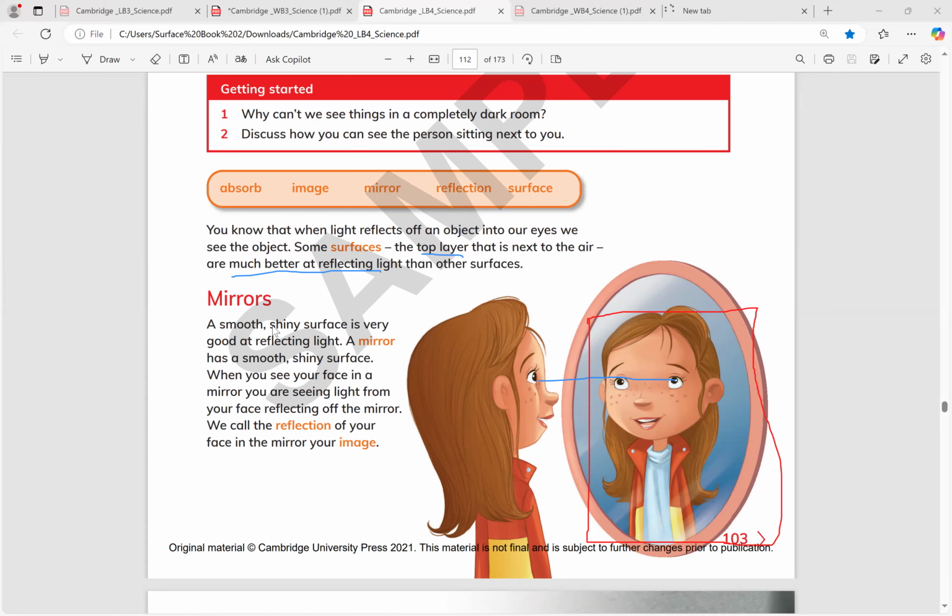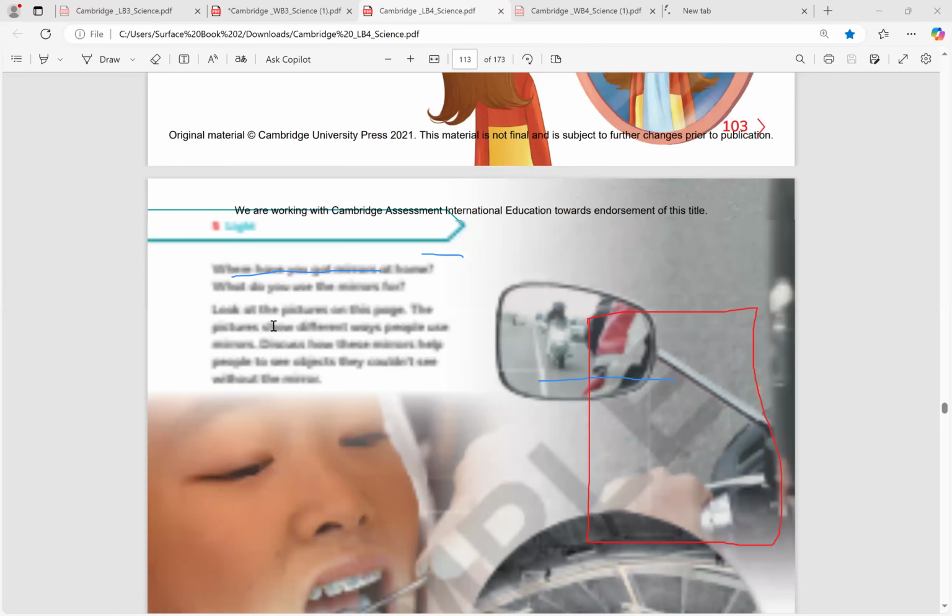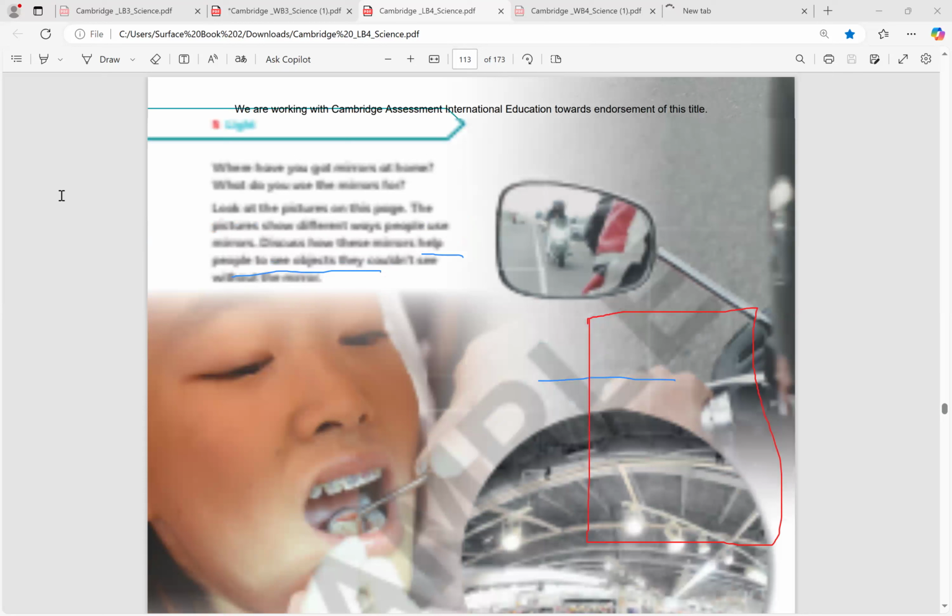This chapter is actually really, really easy, but I'm going through the whole chapter. And it's also really, really short.